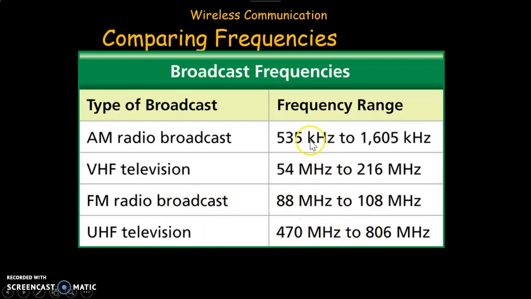Now, if you notice, kHz, that's kilohertz. MHz, that's megahertz. Kilohertz is in the thousands. Megahertz is in the millions. So all that's different about all these different signals is their wavelength and their frequency. That is it for this video.